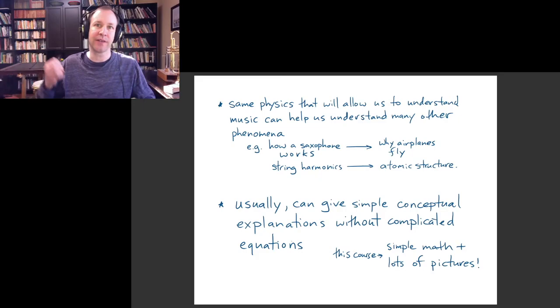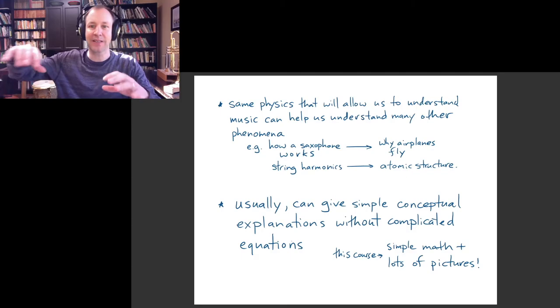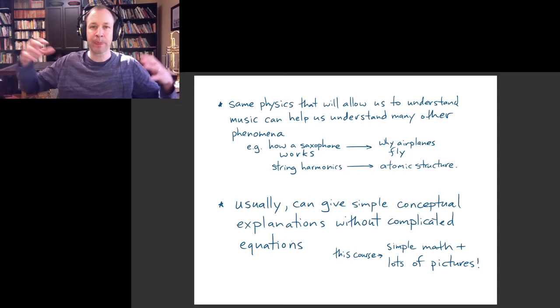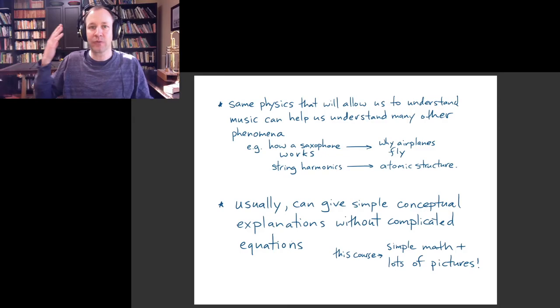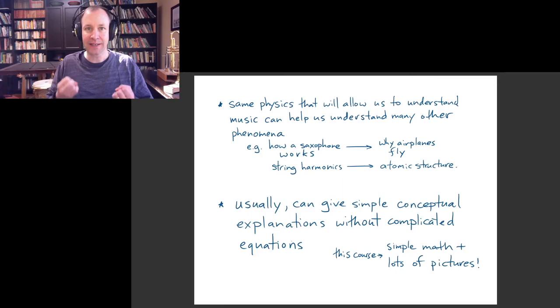And so, for example, once you understand how a trumpet or a saxophone works, you can use some of the same basic physics to understand why airplanes get off the ground and how they can fly. If you can understand how the violin works and why a vibrating string produces certain frequencies of sound, you can also understand a lot about the structure of atoms and the subject of quantum mechanics that governs that structure.